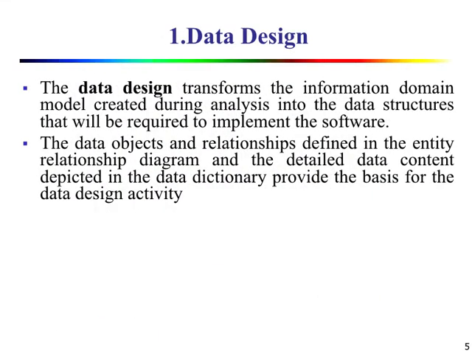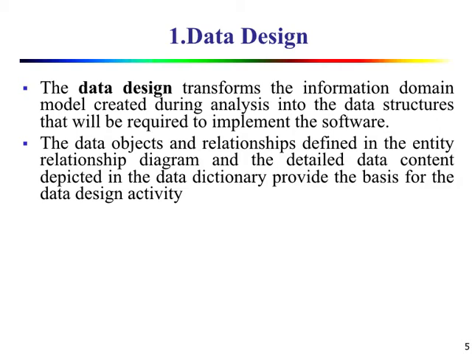Now we will see detail about different types of design. First one is the data design. The data design transforms the information domain model created during analysis into the data structures that will be required to implement the software. The data objects and relationships defined in the entity relationship diagram and the detailed data content depicted in data dictionary provides the basis for the data design activity.